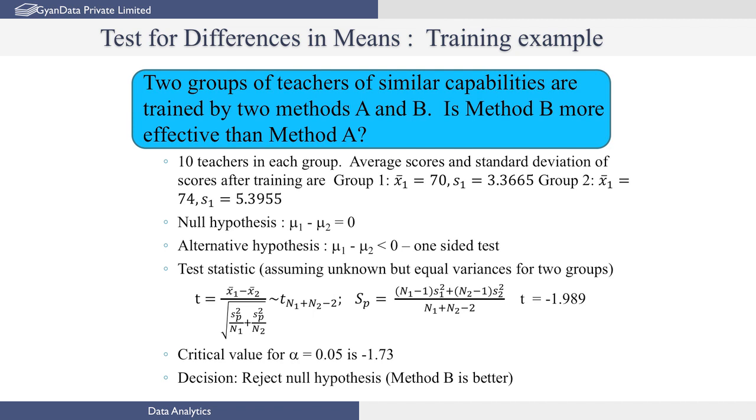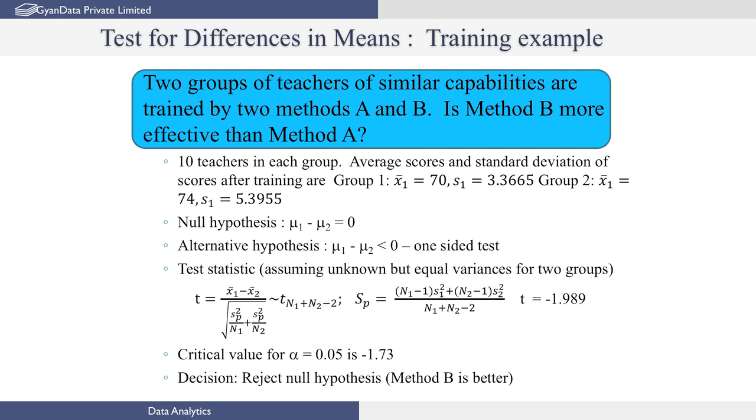Notice that it is a one sided test, because we are not interested in looking at whether method A is more effective than method B. We are only asking the question, is method B more effective than method A, and we are setting up our hypothesis accordingly. The difference in means equal to 0 happens to be the null hypothesis. The difference in means 1 minus 2 is less than 0 is the alternative we will choose in case we find enough evidence for rejecting the null hypothesis.